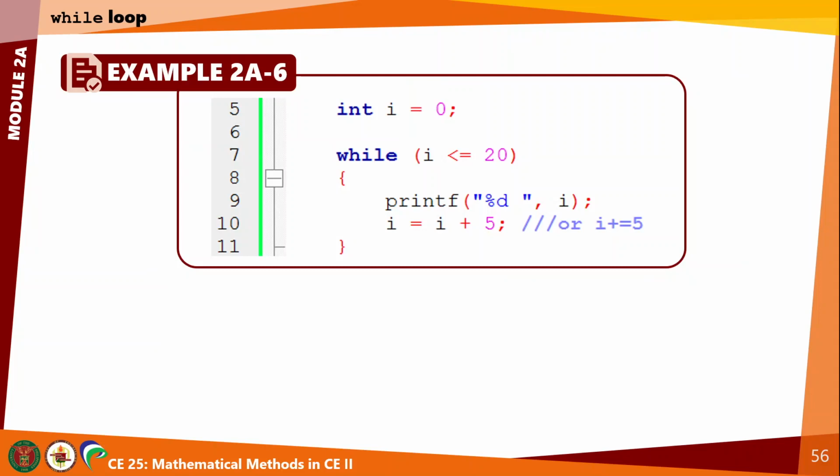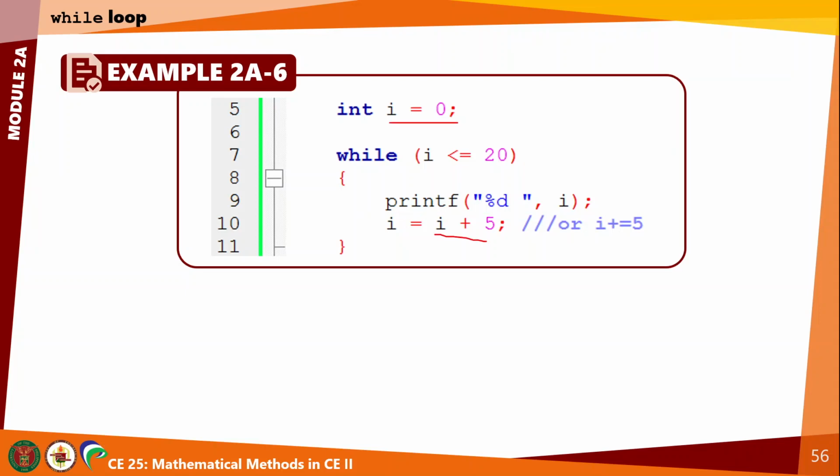Let's look at this example. An integer is declared and initialized with the value of 0. And then, gagamitan ng while loop. While daw yung I is less than or equal to 20, ipi-print niya yung value ng I and a white space after. Okay? And then after niya i-print yung value ng I, dadagdagan niya yung value ng I ng 5.